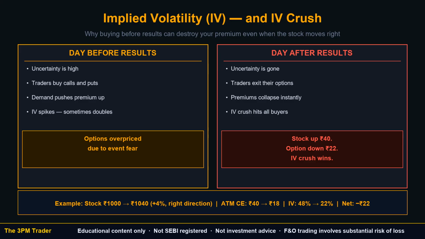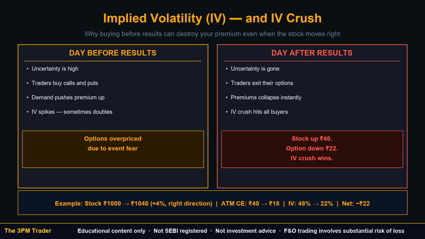Think about what happens the day before earnings results. Nobody knows the outcome. Traders rush in to buy calls and puts. That demand pushes premiums up. IV spikes, sometimes doubles. The day after results, the uncertainty is gone. Direction is known. Nobody needs those expensive options anymore. Premiums collapse. This collapse, IV falling sharply, is called IV crush.